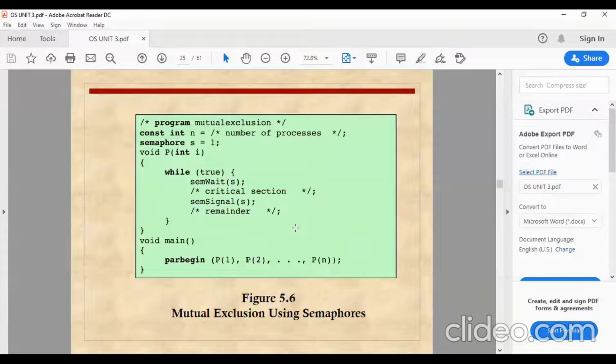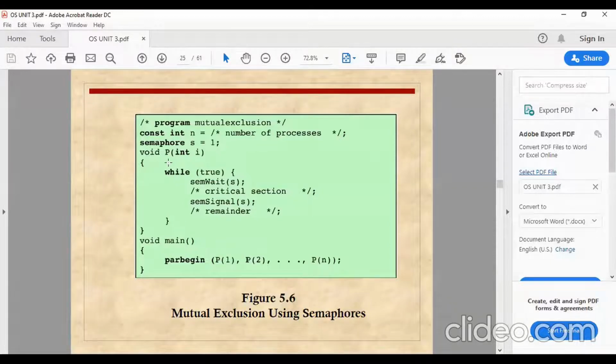Now, how is mutual exclusion carried out using semaphore? You know what mutual exclusion is: only one process is allowed to enter the critical section. Now listen here, program mutual exclusion. Const integer n is equal to the number of processes. Suppose 5 processes, A, B, C, D, E, are there. Now semaphore S is initialized to 1.